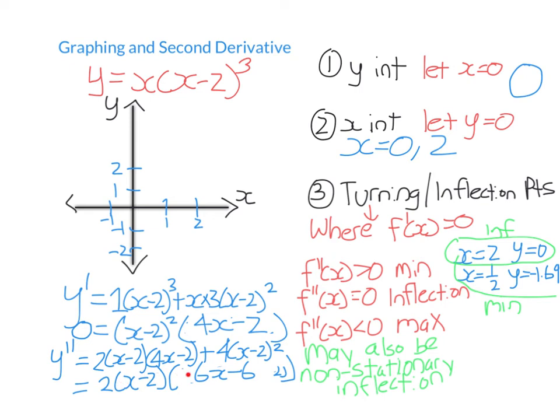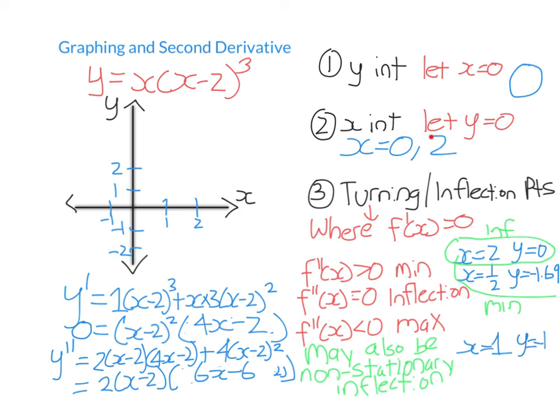But note here, if the second derivative is this, it will equal 0 when x equals 2, so that's one inflection point, I already knew that. But also, if 6x minus 6 equals 0, then x equals 1. So at x equals 1, there is another inflection point. But remember, x equals 1 was not a stationary point. That means x equals 1 is a non-stationary inflection point. Now, if x equals 1, then y equals minus 1. So that's my non-stationary inflection point.